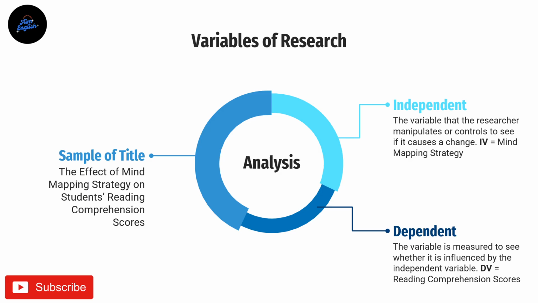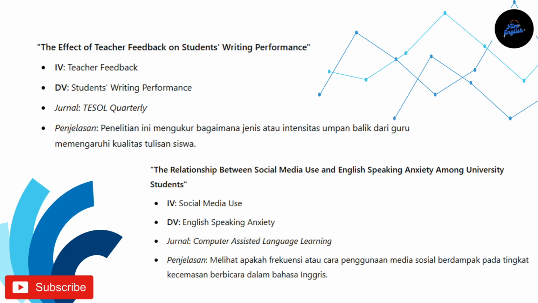Then, what is called an independent variable? It is the variable that the researcher manipulates or controls to see if it causes a change. Then what is a dependent variable? It is a variable which is measured to see whether it is influenced by the independent variable. So if the variable shows rising or falling scores, or rising or falling in a parameter, it's called a dependent variable.